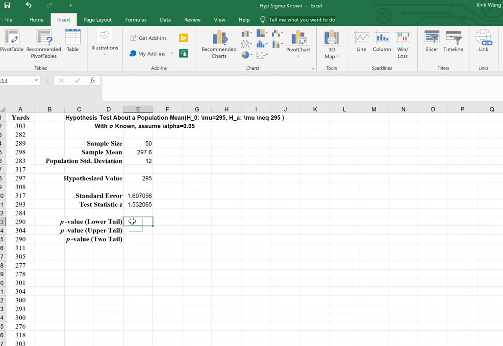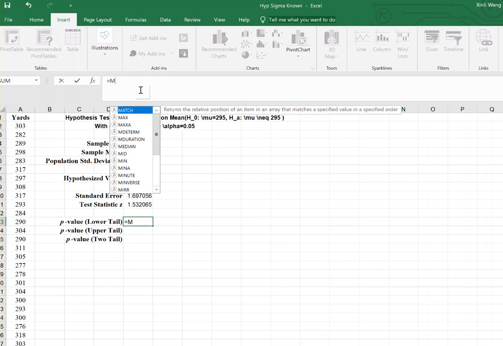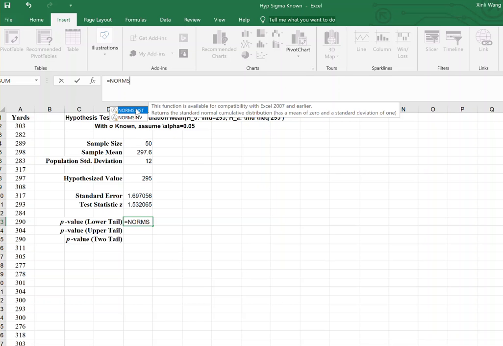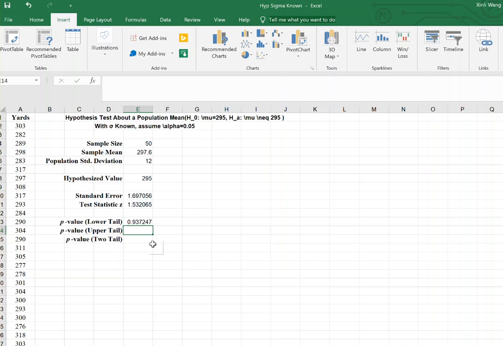Now, if we're doing a lower tail test, in order to find the p-value, the function we're going to use is called NORM.S.DIST right here. So this function returns the standard normal cumulative distribution, okay? And then the input comes from the test value z. Okay, close the bracket, there you have it. Now, if this happens to be an upper tail test, all we need to do is to use 1 minus the value we found in the lower tail, there.